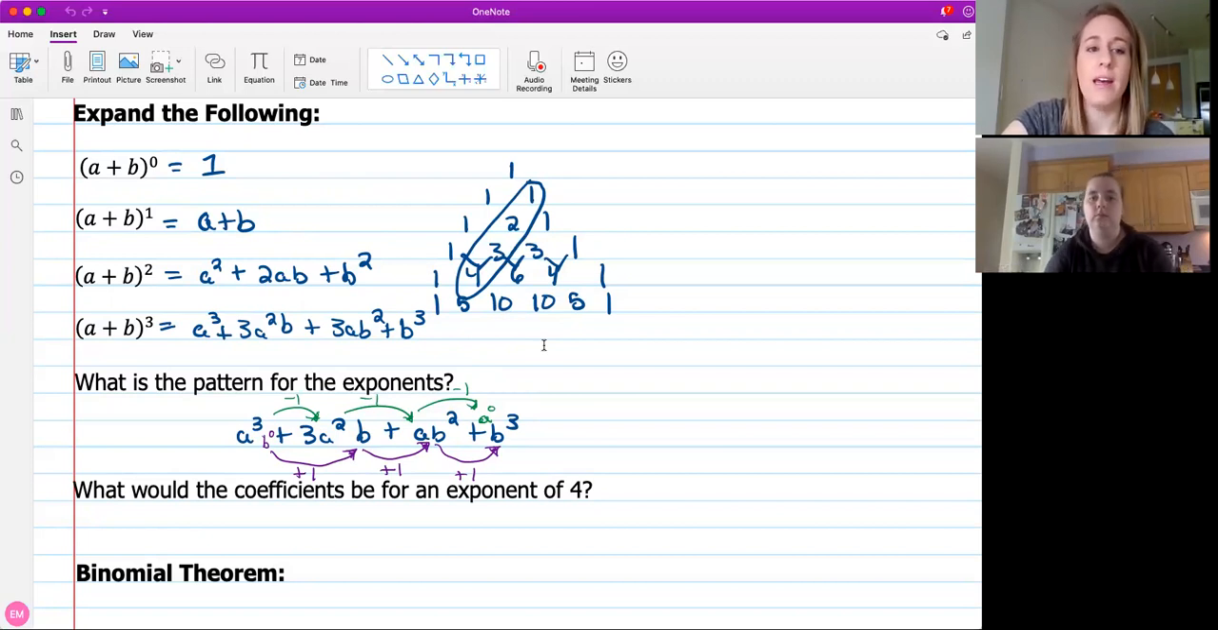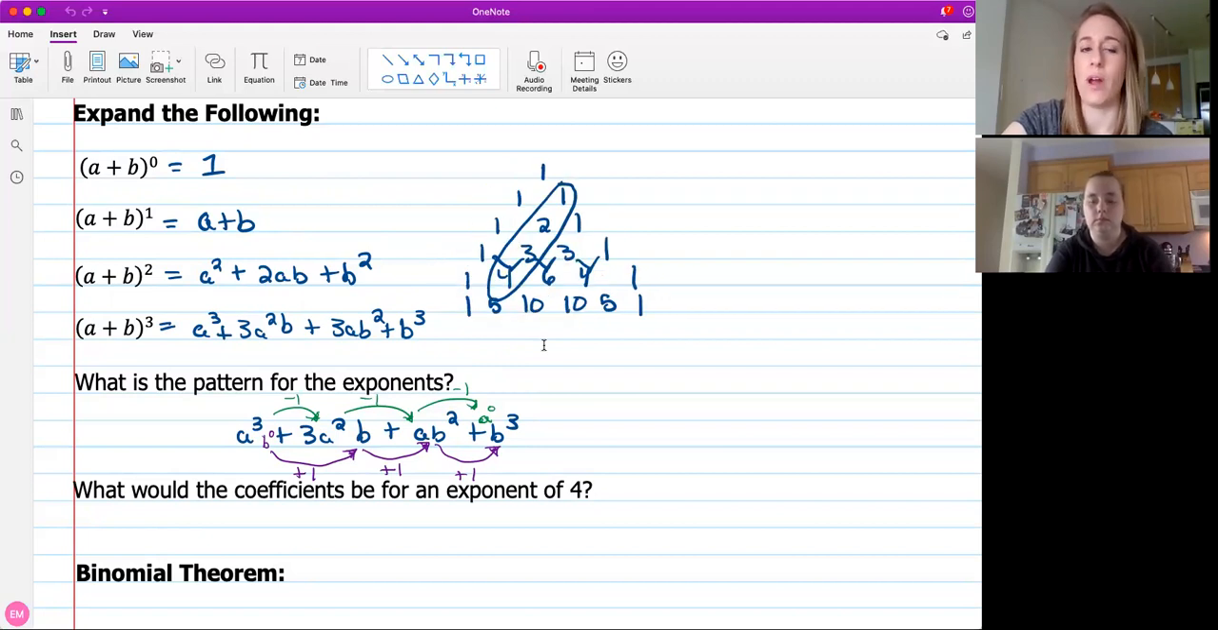We deal with a plus b squared all the time, but what if you had a plus b to the power of 7? Do you really want to multiply 7 binomials together every time? No, absolutely not. So this gives us an easy way to find those coefficients that are going to go in front of each of our terms.